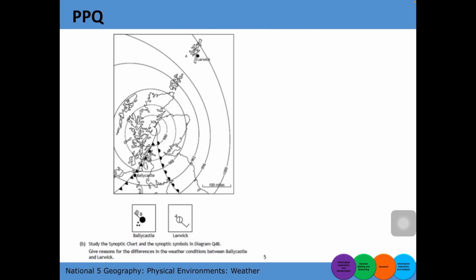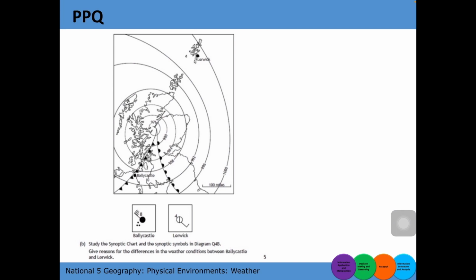Here is one of those sample questions, and it says, study the synoptic chart and the synoptic symbols in the diagram. Give reasons for the differences in weather conditions between Ballycastle and Limerick. Now, for this question, the key word that should be giving you alarm bells should be differences. When you hear the word differences, you must make a direct comparison between the two things being discussed. Another keyword is give reasons, which means you also must give an explanation.